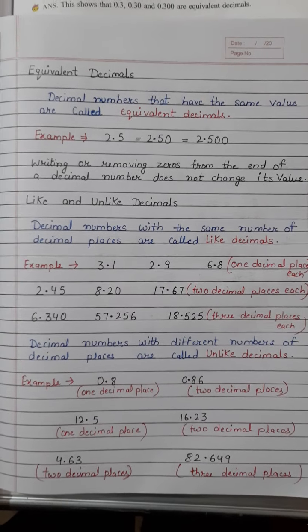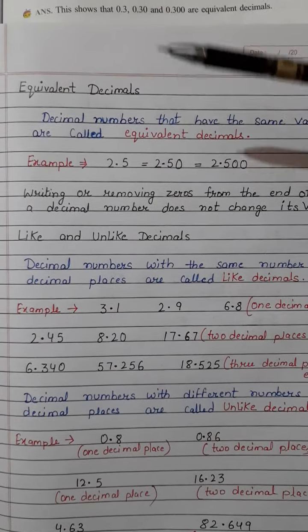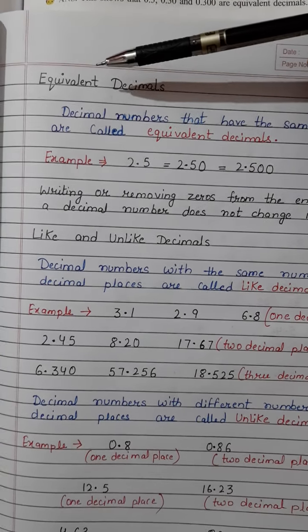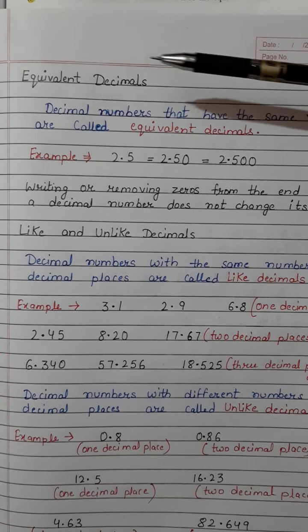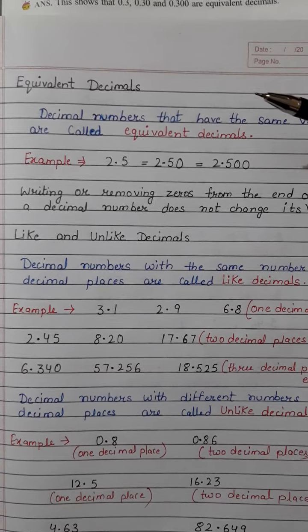Today I am starting exercise 7.3, but before that, I have to explain some points that we have to use in the exercise. The first is equivalent decimals. Equivalent decimals means, as the word suggests, equal decimals. Decimal numbers that have the same value are called equivalent decimals, right?